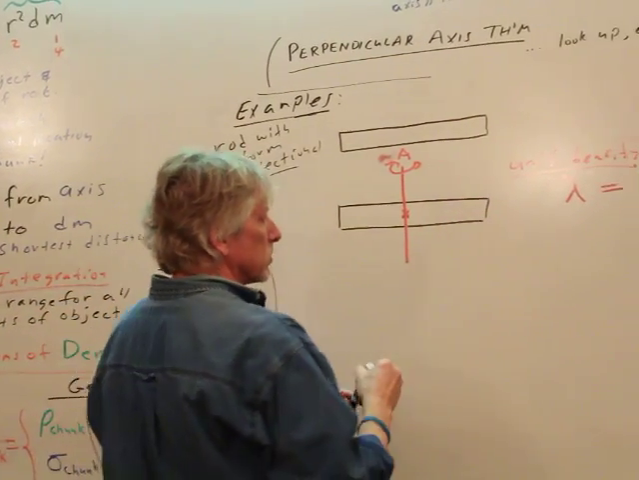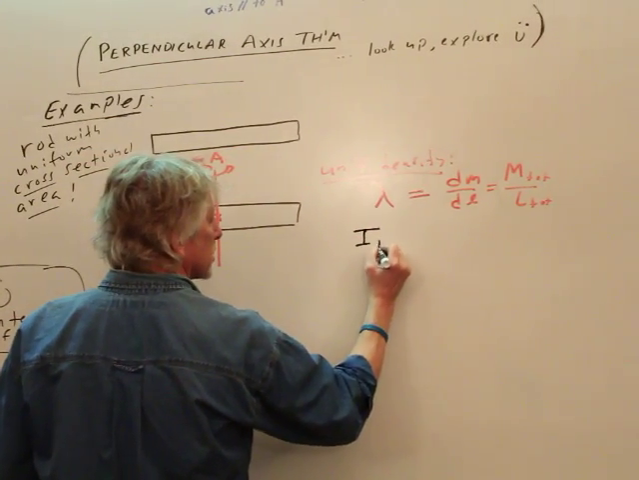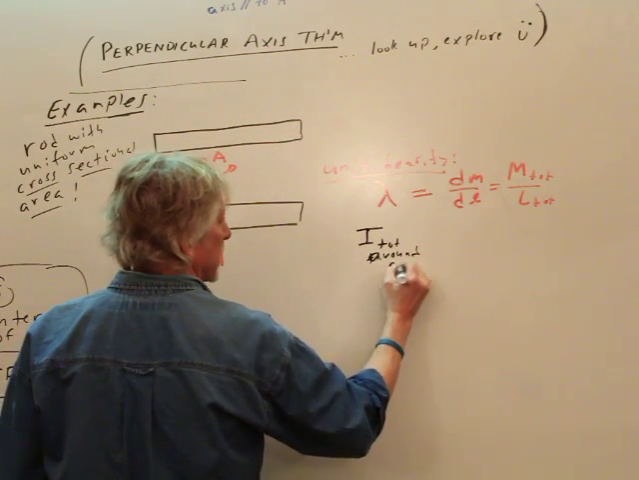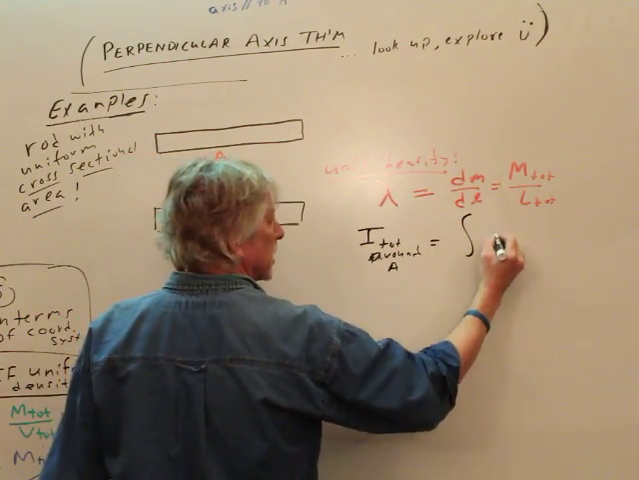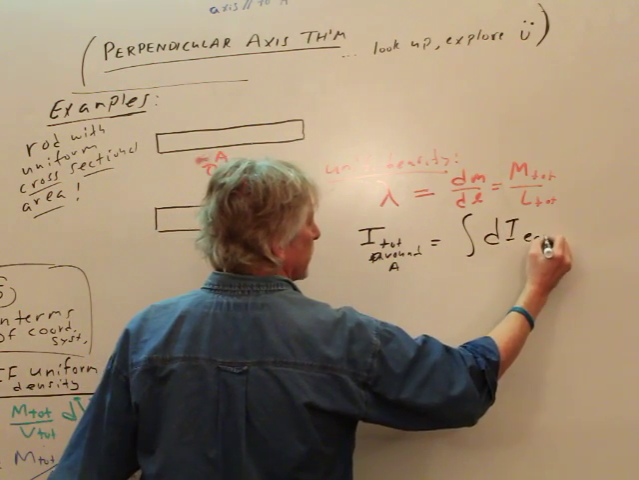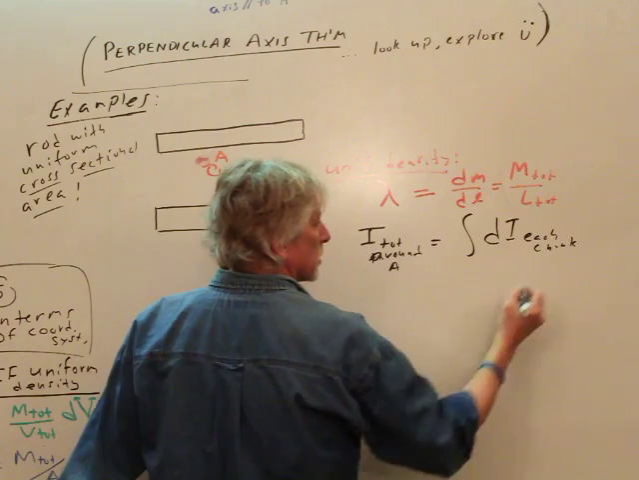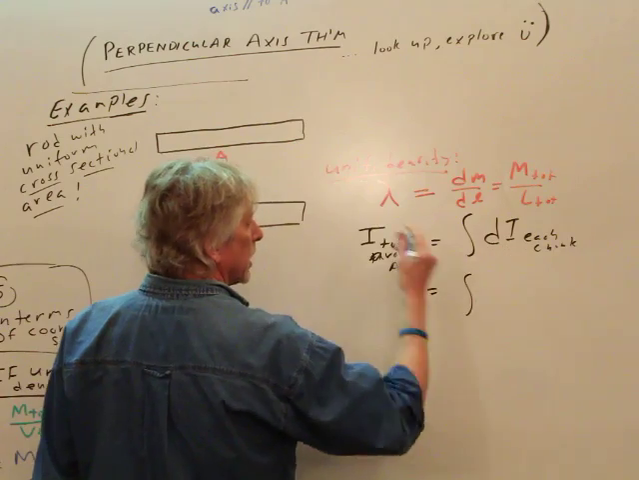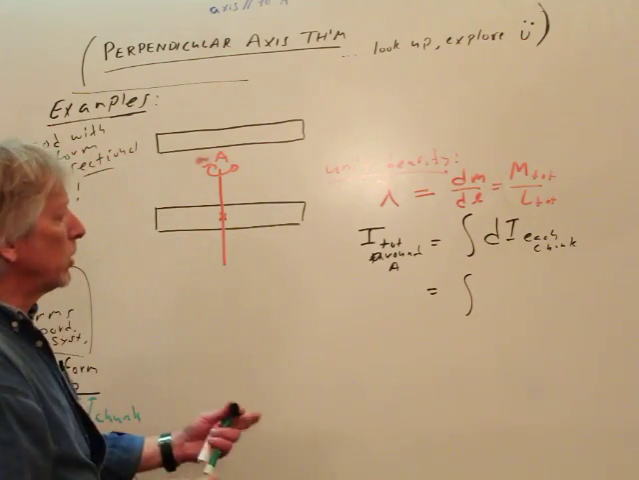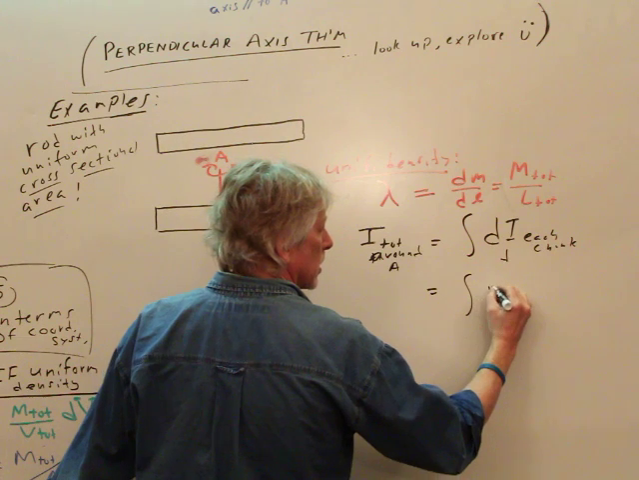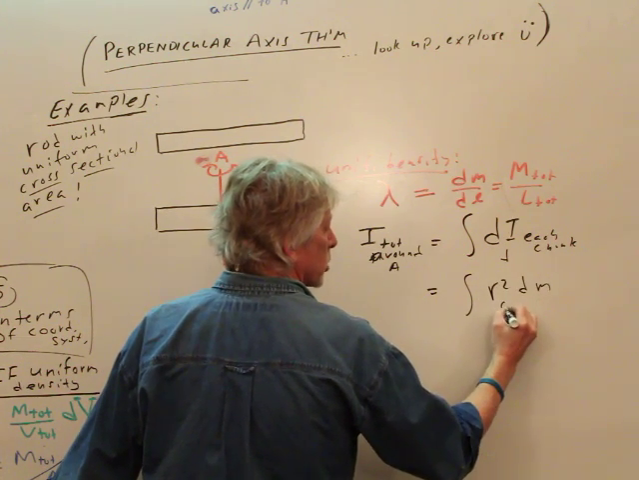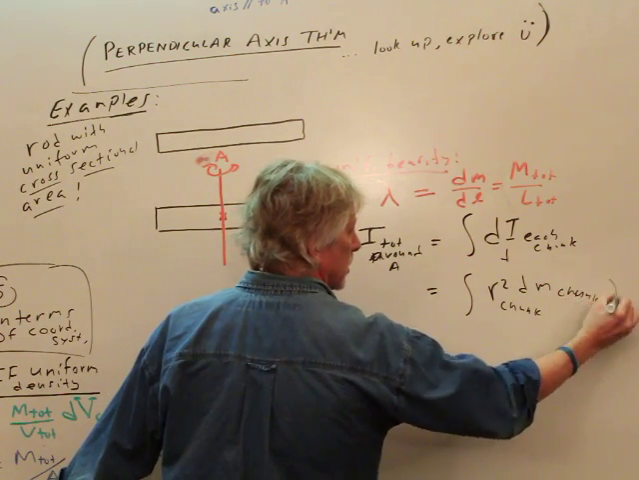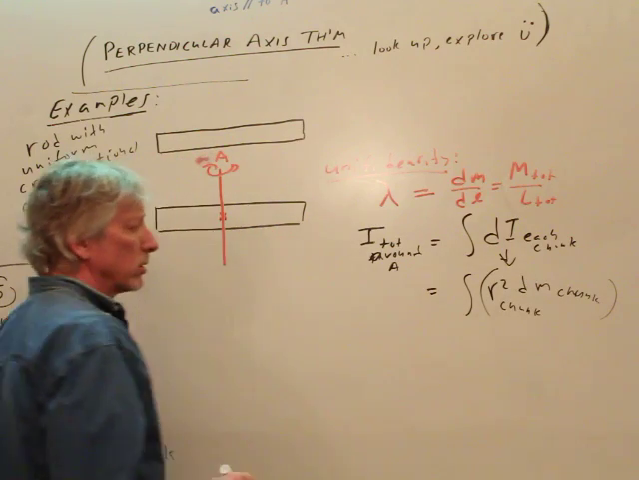Okay, what do I want? Let me just keep track of what I want. I want the I total around axis A. Well, what is that? That's the integral of I of each chunk. This just helps me take little baby steps, and baby steps really do help. So now I need the I of each chunk. This is r squared of the chunk and dm of the chunk. That's what the rotational inertia is of that chunk.